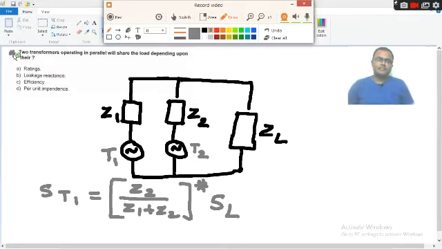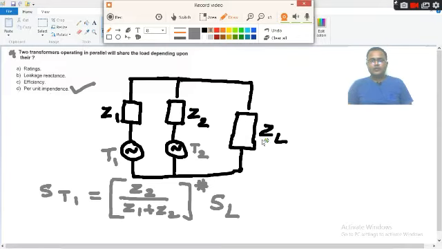Putting in parallel, we share the load depending upon there. The options are ratings, leakage reactance, efficiency and per unit impedance. See, the option is per unit impedance, which is option D. See here, this is from the secondary side. There are two transformers. These are the secondary side of the transformers, and these are the per unit impedances, and these are connected in the parallel fashion across the load.